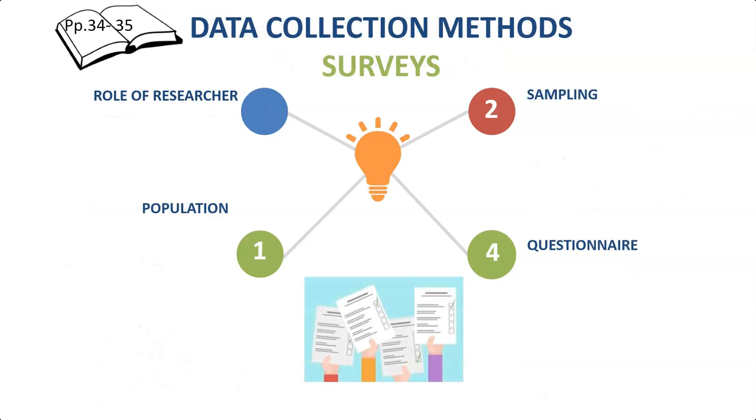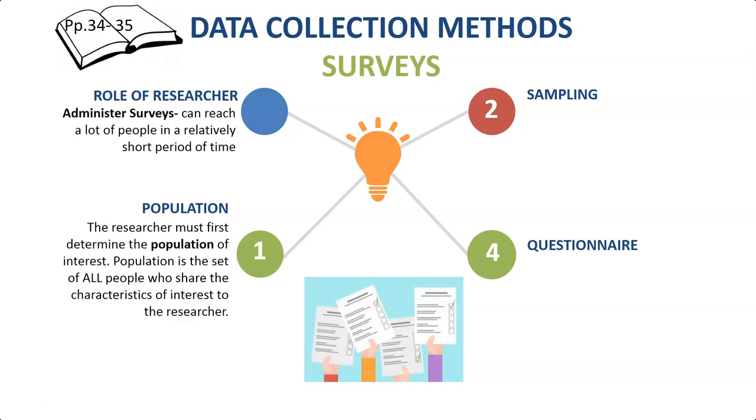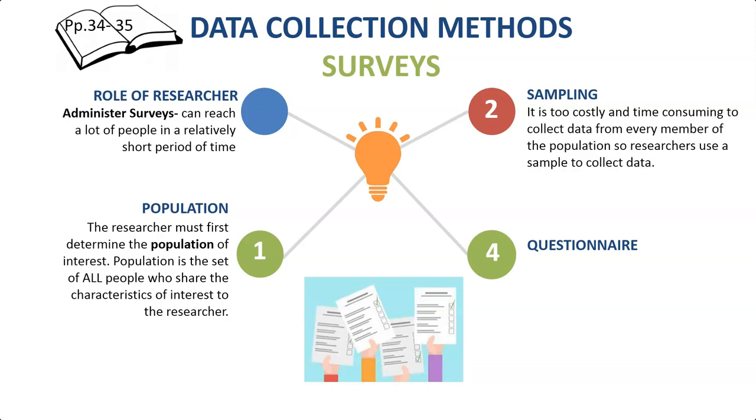The next data collection method that I want to briefly talk about is surveys. So with surveys, the role of the researcher is to administer the survey. They can reach out to a lot of people in a relatively short period of time. The researcher must first determine the population of interest. So the population is the set of all the people who share the characteristic of interest to the researcher. And then from that population, since it's too costly and time-consuming to gather information from every single member of that population, the researcher uses a sample to collect data.